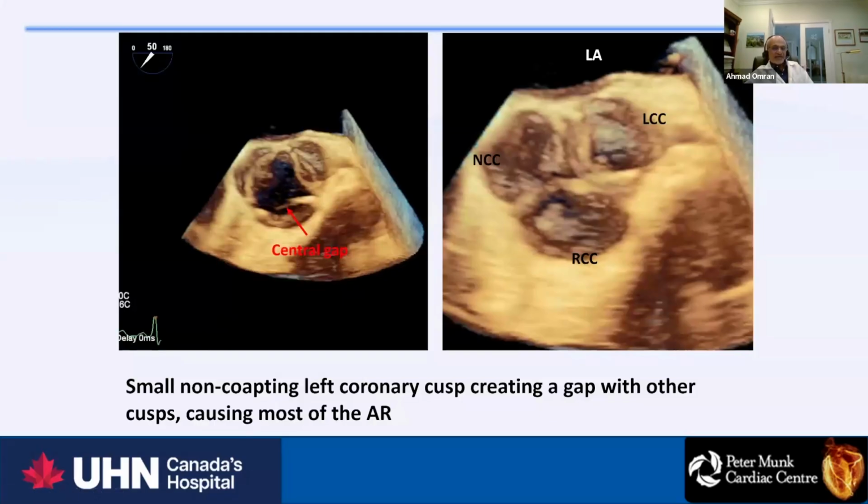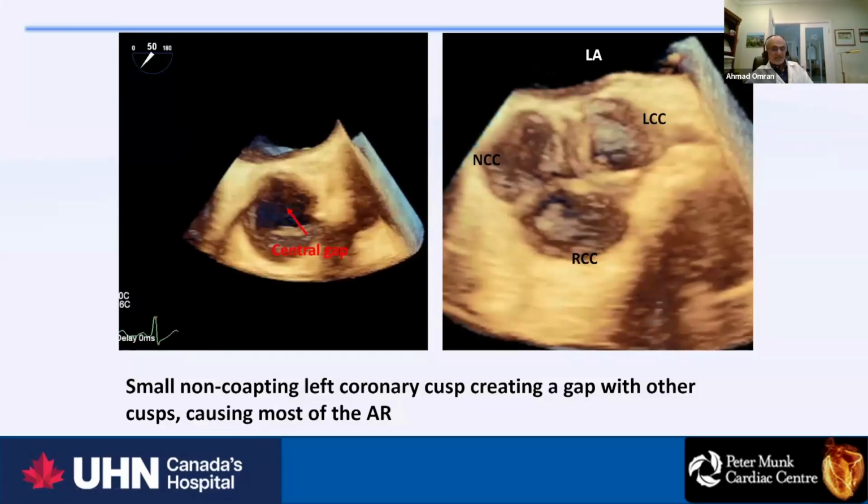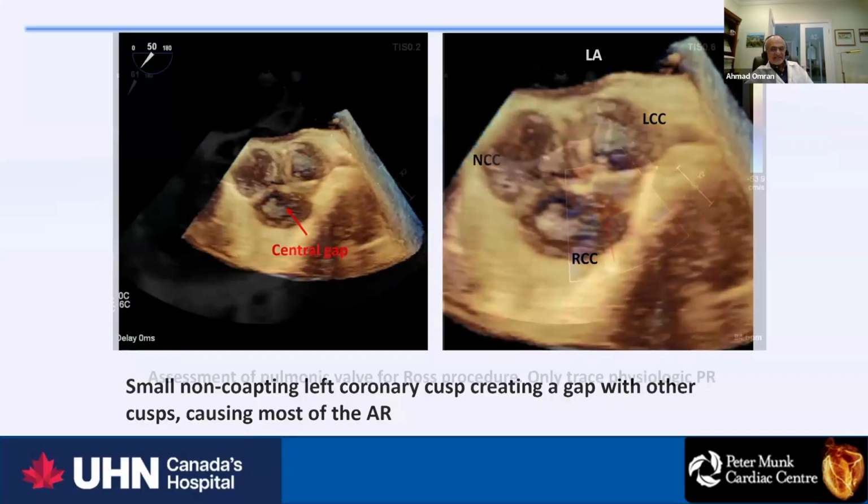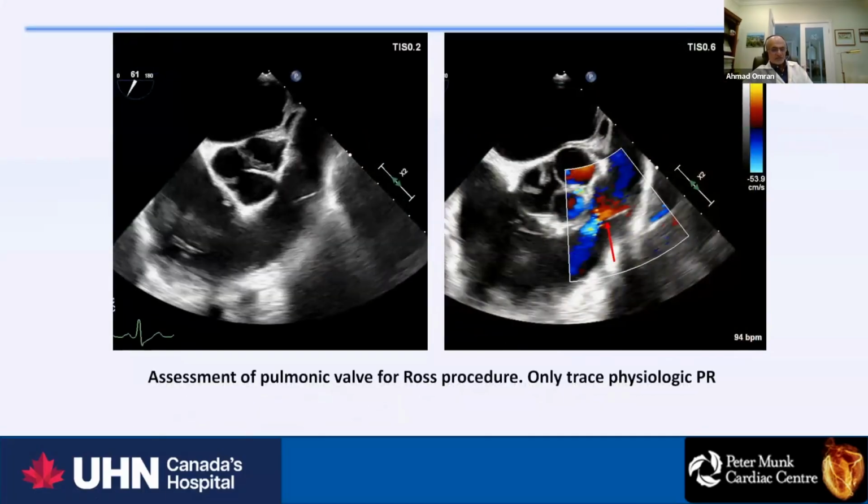So the algorithm for aortic regurgitation especially: first is a repair. If it's not repairable, Ross is the second option. If we cannot do the Ross, then we go for a mechanical valve. So that's the algorithm for aortic regurgitation, especially.